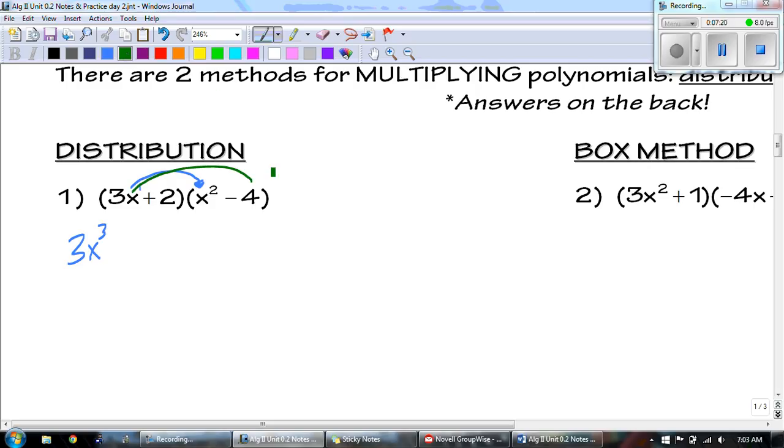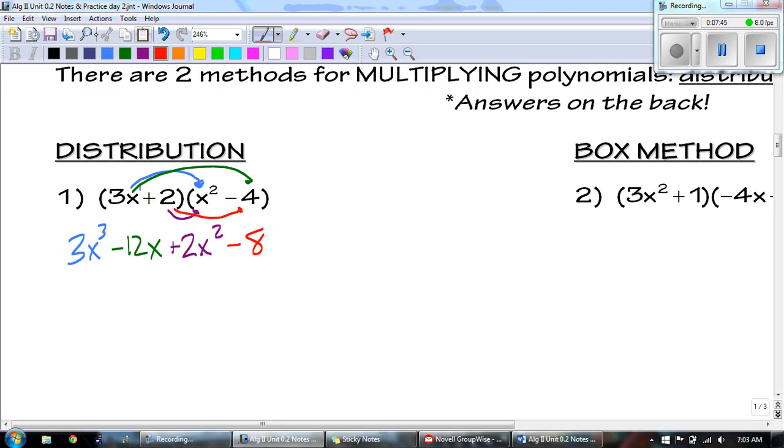All right, now I'm going to multiply right here. I have 3x times negative 4. Well, 3 times 4 is negative 12, and I don't have any other x's. All right, so positive 2 times x squared would be a positive 2x squared. And then the last, 2 times negative 4 would be negative 8.